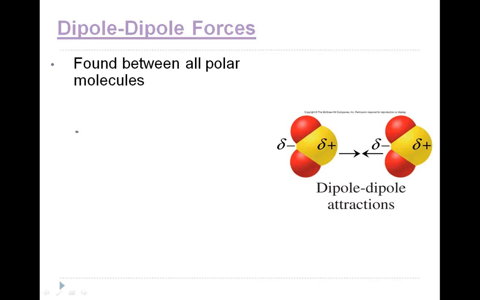So polar molecules also have LDFs, but since polar molecules also have dipole forces, and the dipole forces are stronger, these are going to be more important in polar molecules. So here we see a molecule, maybe like water or sulfur dioxide, that has a partially positive end at one end and a partially negative end at the other. And just like we saw in our last case, we know that negative and positive attract, so there's going to be a little attraction between these two polar molecules.